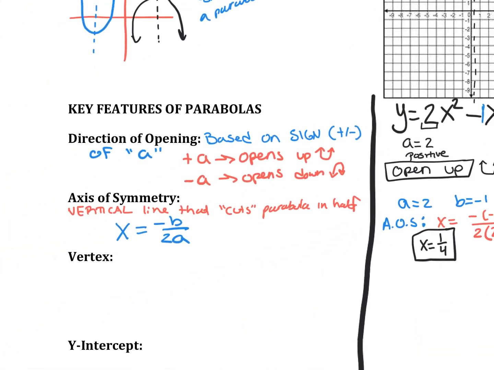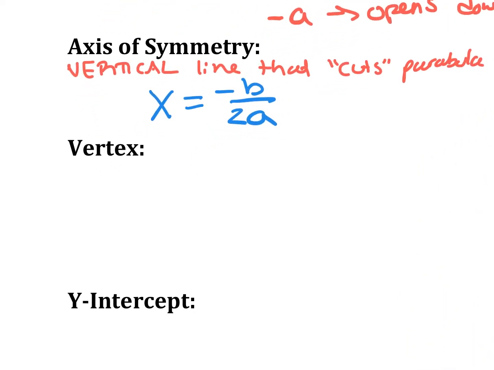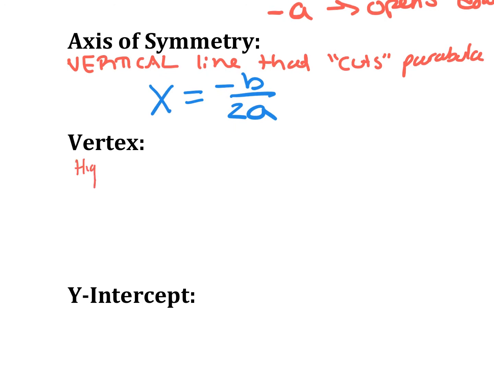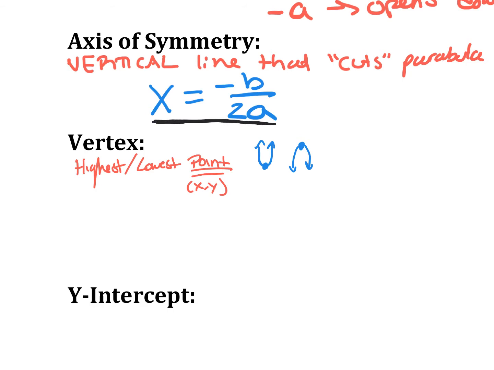Okay, then we have the vertex. The vertex is either the highest or lowest point, just depending on which way the parabola opens. It is a point, so it has an x and a y value. That just means if it opens up, then we have the lowest point right there, and if it opens down, then it's the highest point right there. So the vertex is in the middle of the parabola, and so that means it goes through our axis of symmetry, and the axis of symmetry is an x value, right?